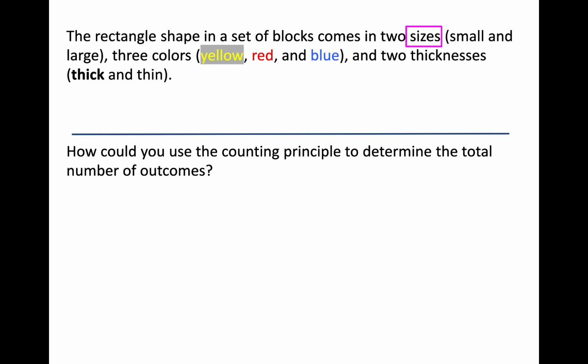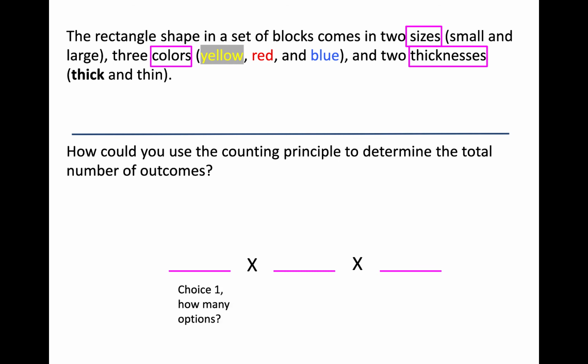Whenever we're doing the counting principle, I think it's really beneficial to draw blanks to represent the choices. So that blank below represents the choice size. What was another choice? Colors. So draw another blank for that. And then the last choice, thicknesses. So draw a blank for that. Counting principle says you can multiply all the different ways to make these different choices, and you're going to get the total number of outcomes.